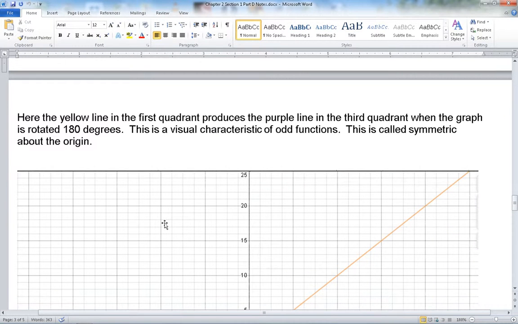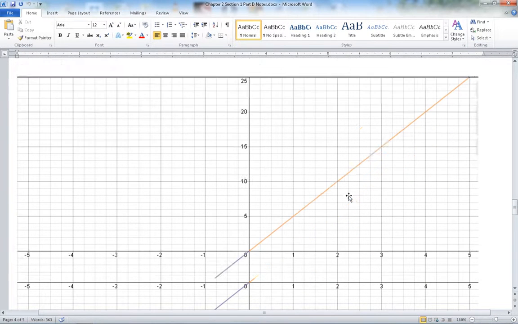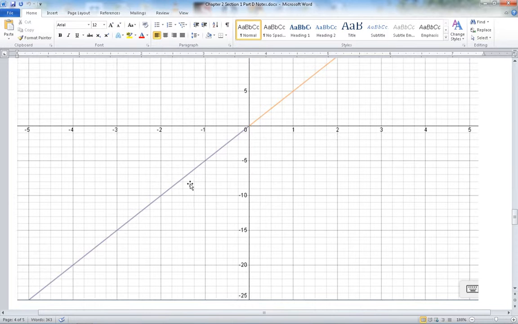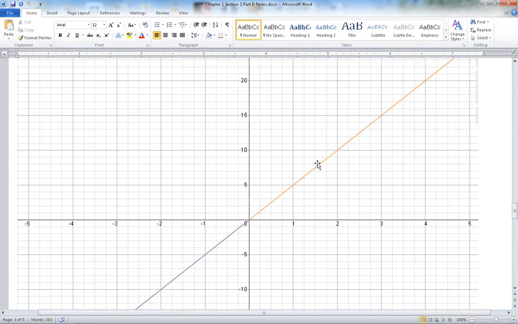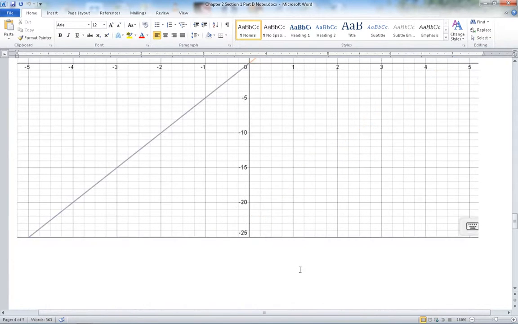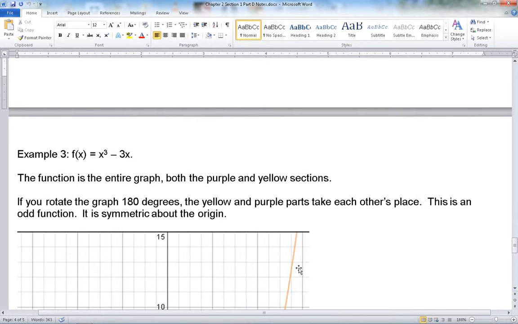Here the yellow line is in the first quadrant, and basically what we're saying is that it will produce this purple line that's in the third quadrant when we rotate it 180 degrees. So that's how you can check for odd functions: if you rotate one graph 180 degrees, does it produce the other graph? And if it does, then you've got an odd function.